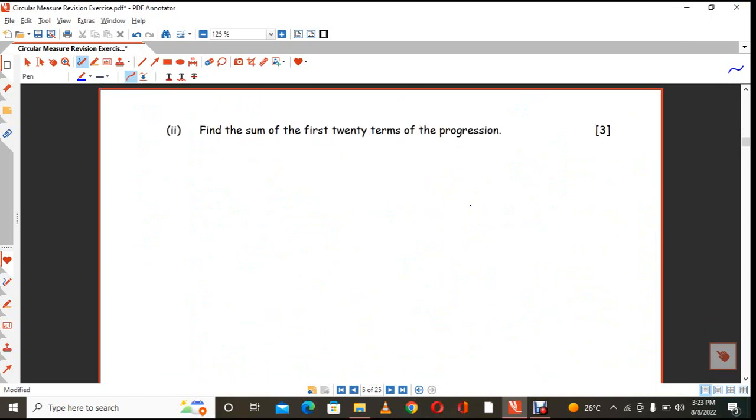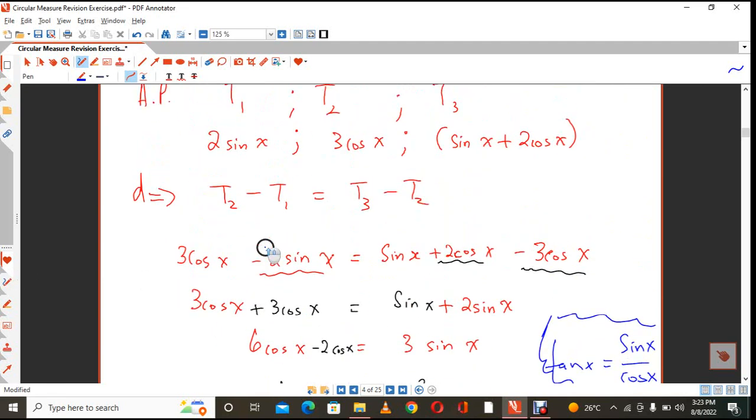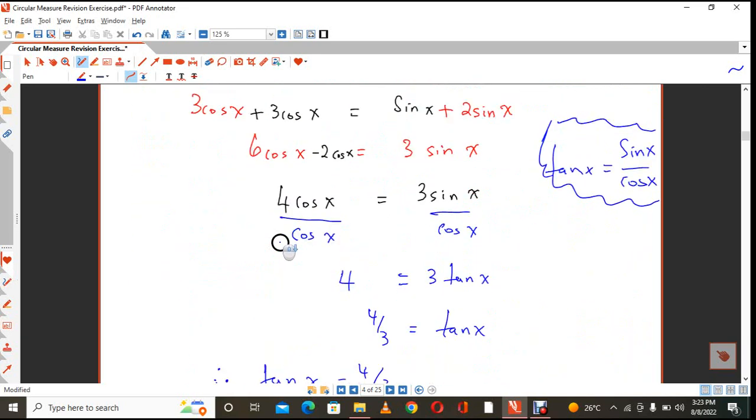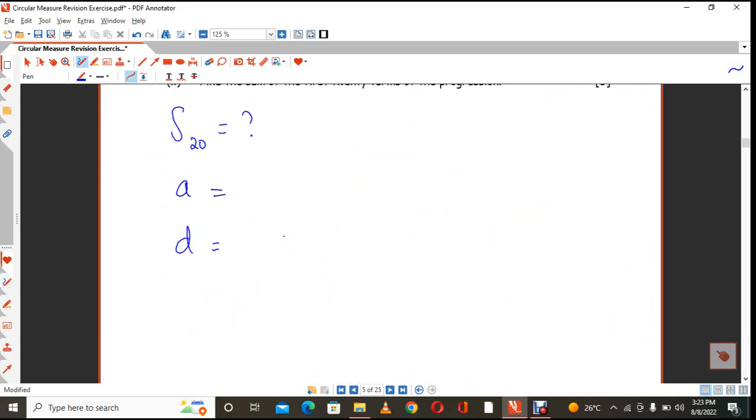Now this question wants us to find the sum of the first 20 terms. So what do we know? We know what the first term is. We know what the common difference is. Now, what is the first term? If we go back to our problem, our first term is 2 sin x. I'm just going to write it down like that. So our first term is 2 sin x.